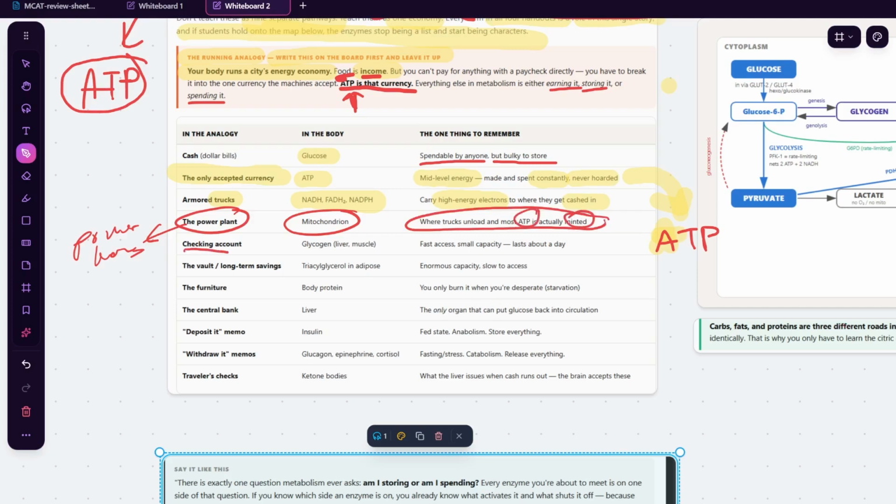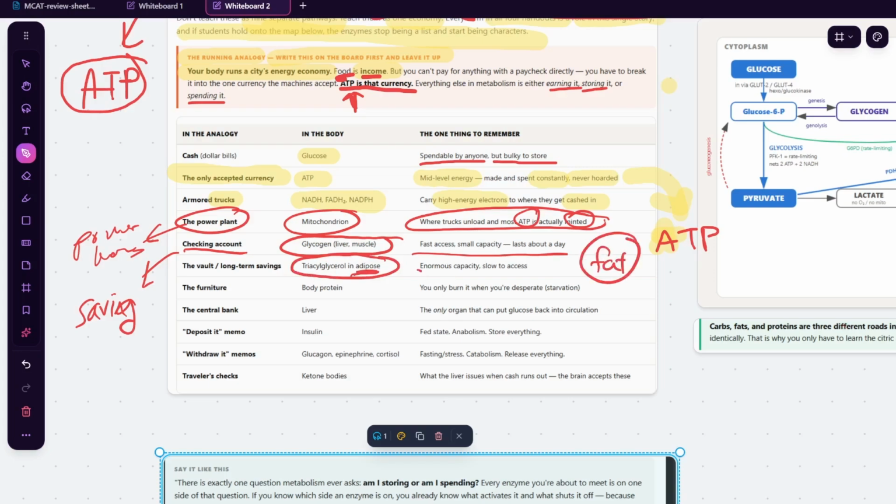And then there's the checking account. Your checking account is your savings in real life, and your body also has savings in terms of energy. We can save energy with glycogen: fast access, small capacity, and it lasts about a day. We can also save energy as triacylglycerol in adipose, those fat cells. Our fat cells contain a lot of energy for us long term. It has enormous capacity, and it's slow to access. Our body also has body protein, which you can only burn when you're desperate and under starvation.